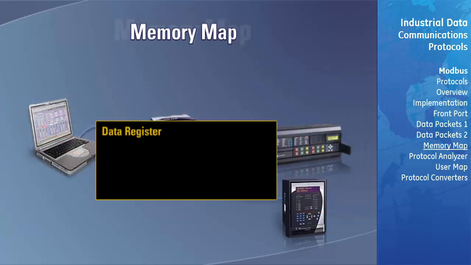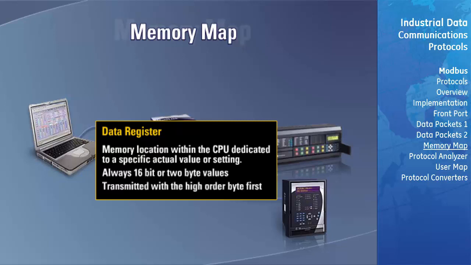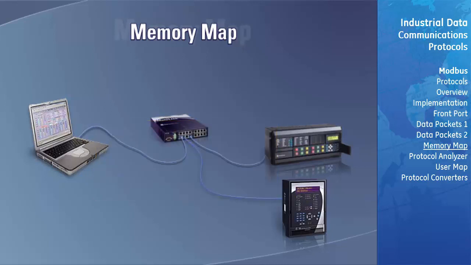A data register is a memory location within the CPU dedicated to a specific actual value or setting. Data registers are always 16-bit or 2-byte values transmitted with the high-order byte first. The maximum number of consecutive registers that can be read in a single packet is 125. Here we can see the format and content of the command data packets transmitted by the master to slave number 1, requesting the content of register 4050.